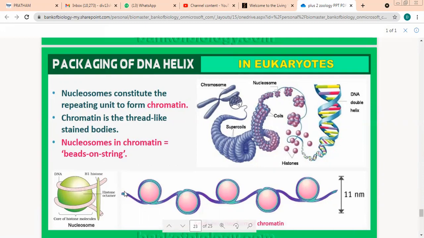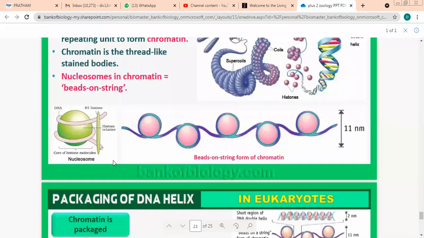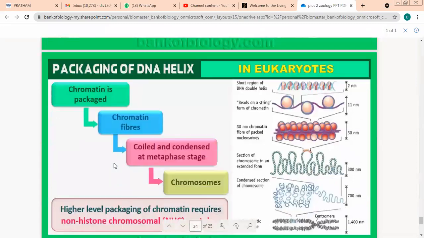See, beta, over here, a clearer picture. This thread is your chromatin fiber. And on the chromatin fiber, these round structures which you can see, one up, one down, one up, alternate arrangement, these are your nucleosomes. Okay, let's see how chromatin is packaged.